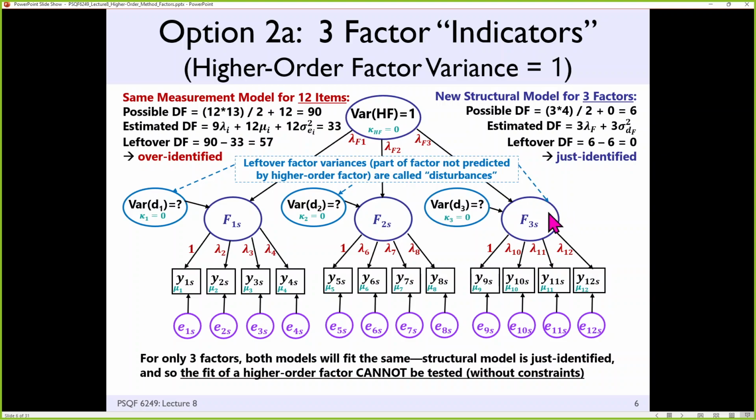So how many do I need to do this? If I have lower order factors and I want to test a higher order factor, how many lower order factors do I need to make my structural model testable? 4. Yeah, and you better try to have 5 so you have room to be wrong. Yep, 4. However, can you think of a way that I can cheat?